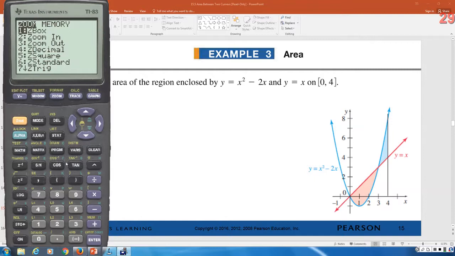And then I'm just going to do a Zoom 0 and let it set the others because I don't really care what the rest of it does. So what I see is there's an intersection point. They both intersect at 0, 0, because x squared minus 2x equal to x is going to be equal at 0. The other one is at 4. Now I think this one will work. If you go second trace and number 5.